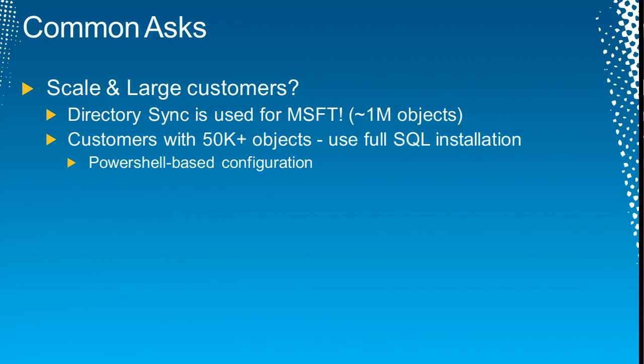And I mentioned this before. Customers with more than 50,000 or so objects in your Active Directory should use full SQL. Again, that's because the Express engine has a 10 gigabyte database limit, and you don't want to hit that limit while you're doing your synchronization because you'll have to start over. There is no migration from Express into full SQL. If you do that, we have a full set of PowerShell commandlets that allow you to set up directory synchronization using the full SQL server instead of the default SQL Express.